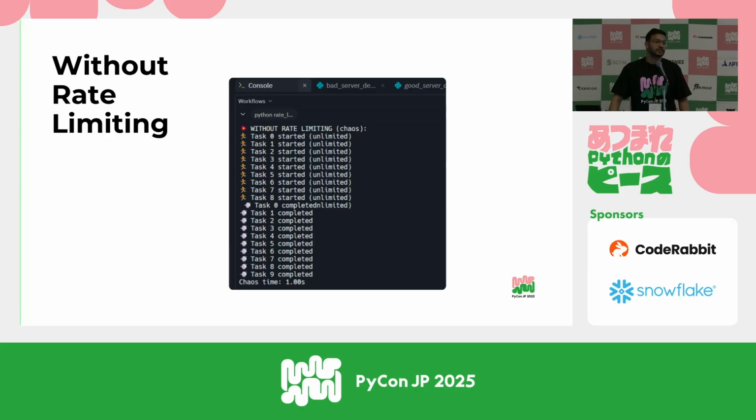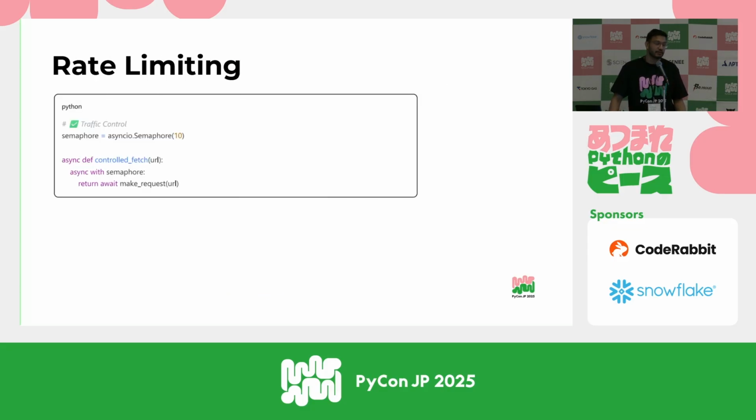But there are potential problems with it. We don't have any control. It is not predictable, and it can lead to crashes in the external APIs. It can exhaust the resources that you have, the databases, and it can also hit the OS limits. So if you see here, we have 10 connections starting immediately altogether, and the chaos time taken was just 1 second. But what happens when we introduce rate limiting?